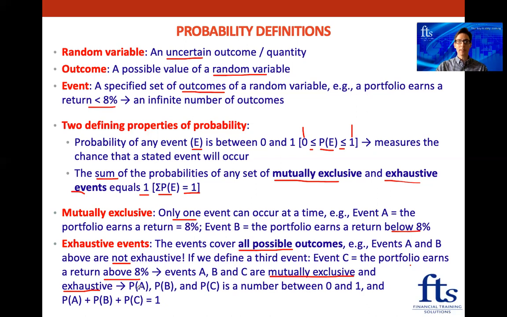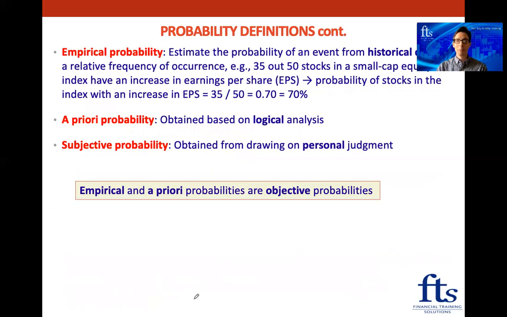So the probability of A, B, and C is going to be a number between 0 and 1. For example, the probability of C, that we get more than 8%, could be, say, 60% or 0.6 in decimals. But if we sum up the probability that we get 8%, less than 8% and more than 8%, that's going to give 1 because we've got all the possible outcomes. Good. So now we need to know a few more definitions here.